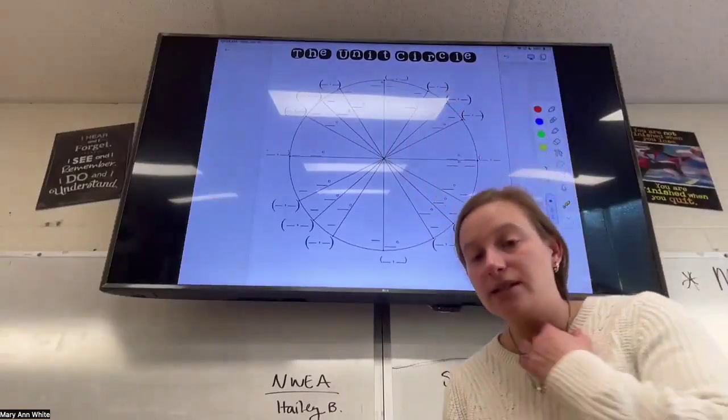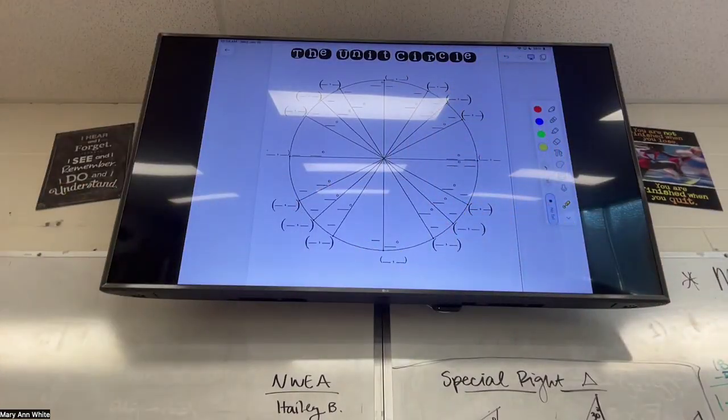Okay, so again, we did this yesterday and I just gave you some time to see what you knew on your own. Who can tell me where they started or what's something that you know for sure about this unit circle? Avery, where did you start? I started with the 4 quadrants, so from 0, 90, 180, 270.